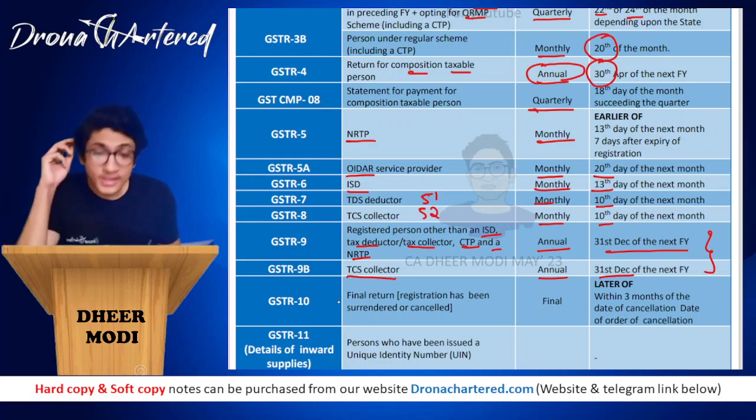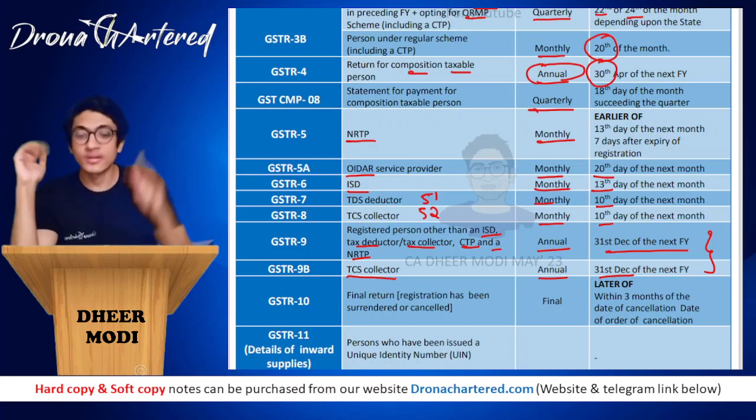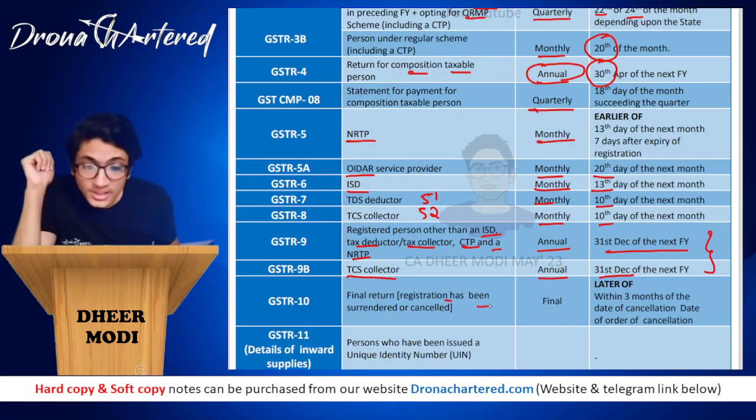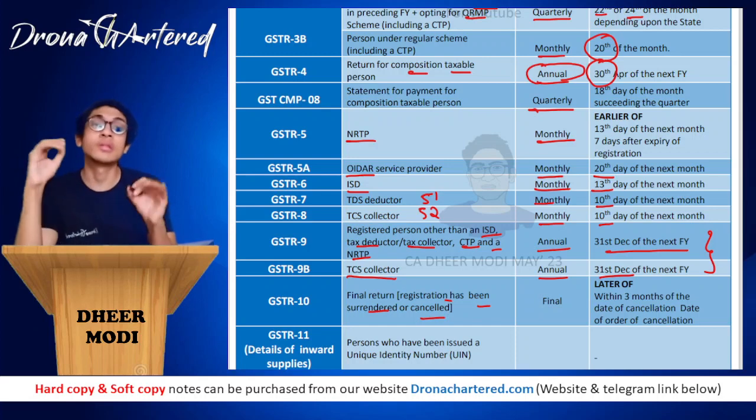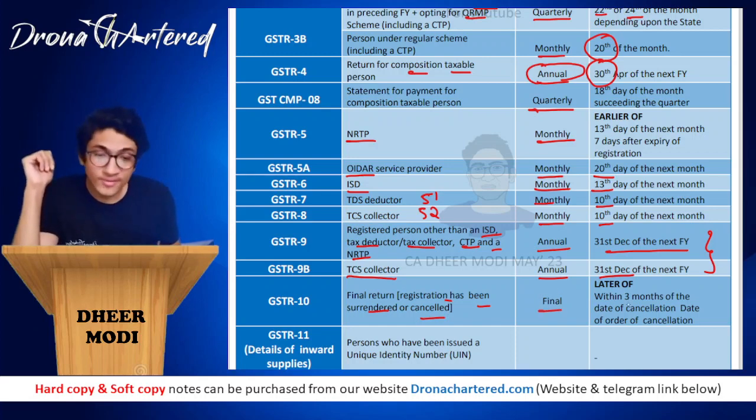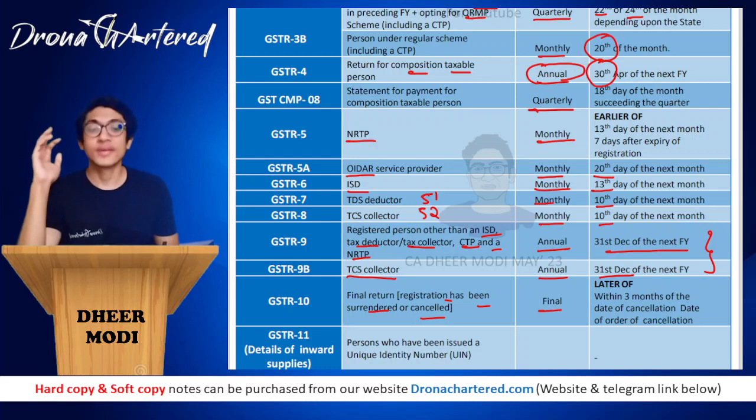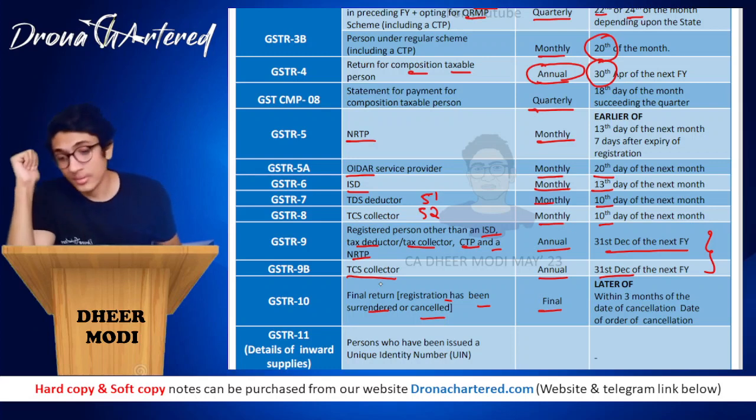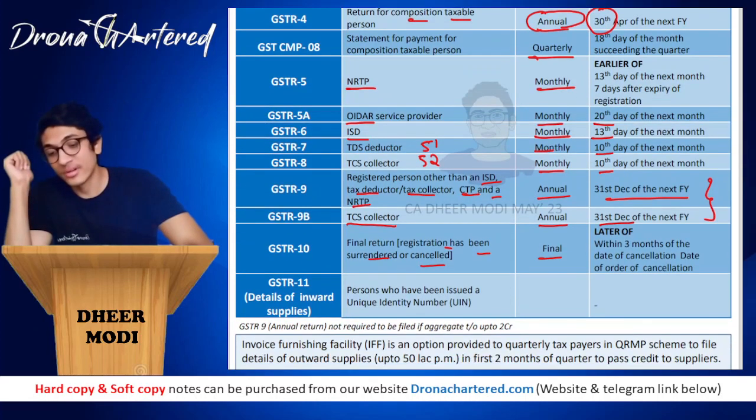Next is your GSTR 10. Your GSTR 10 is the final return. Okay, so 10 is your final return. It is when registration has been surrendered or cancelled. This will be your last return. This is your final return, and this will be the later of within 3 months of date of cancellation or date of order of cancellation. That is your due date for the submission of return.